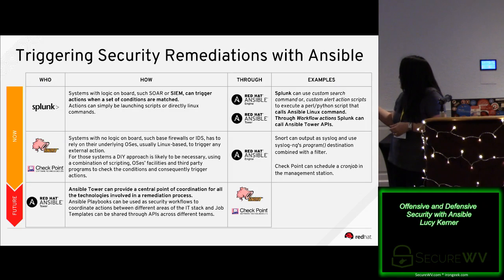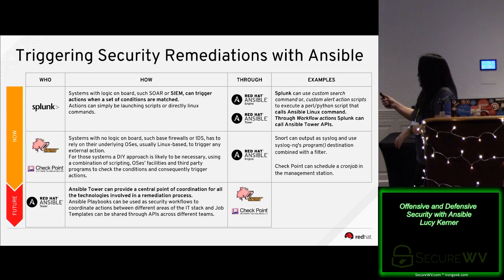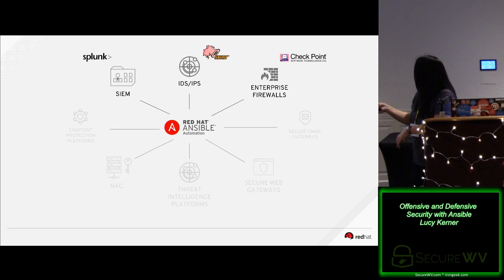This slide just shows what I just said in a little more detail in terms of Splunk, Checkpoint, and Snort. That's what we're starting out with. But as you saw in the previous slide, there are other security tools out there like secure email, secure web gateways, and threat intelligence platforms. Just like we grew the ecosystem for networking with Ansible, we want to do the same thing with security vendors, so that we can again provide the easy button tooling for automating what you may be doing manually with these third-party security tools.